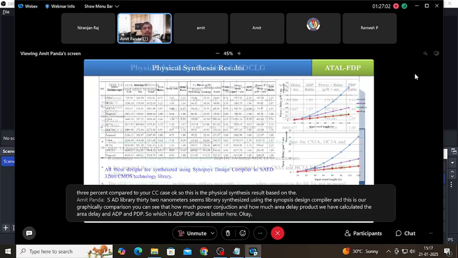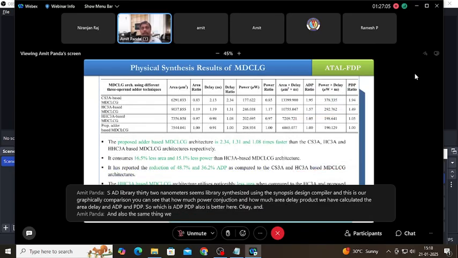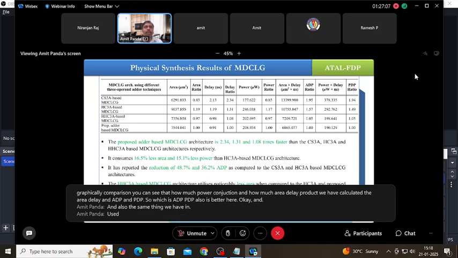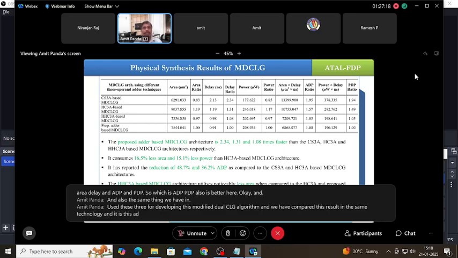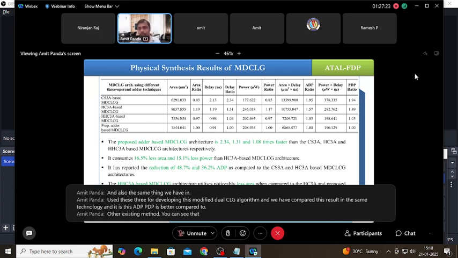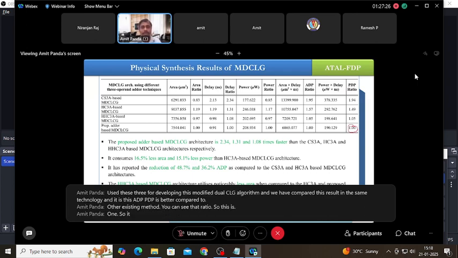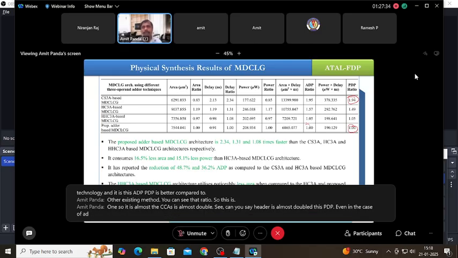And also we have used this three operand adder for developing this modified dual CLG algorithm. We have compared this result in the same CMOS technology, and the ADP and PDP are better compared to other existing methods. You can see that ratio. The carry save adder is almost double in PDP, and even in the case of ADP, the ratio is almost double. So this is how this paper is published in IEEE Transactions on Circuits and Systems.